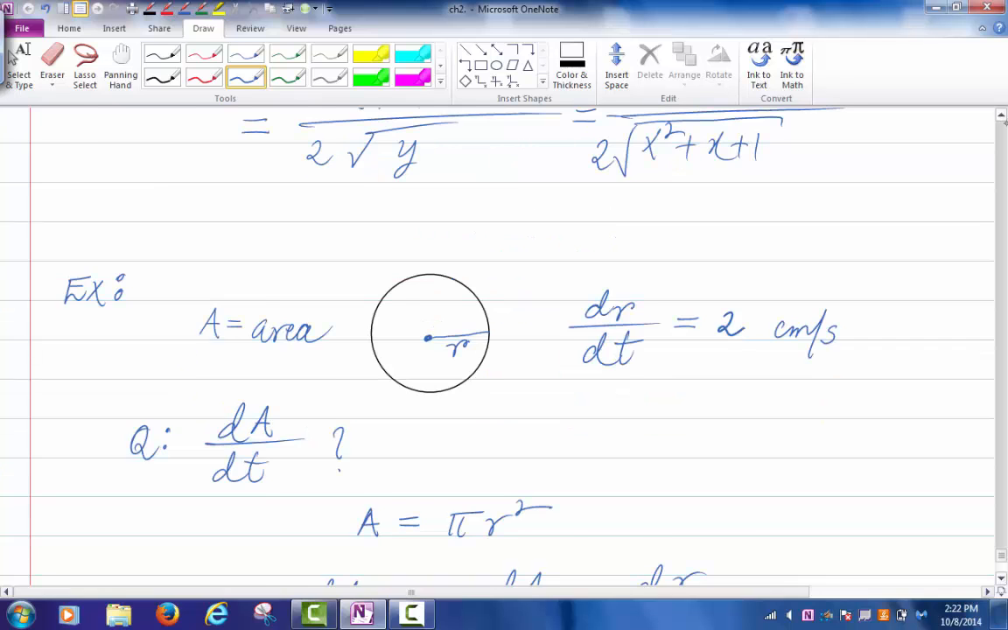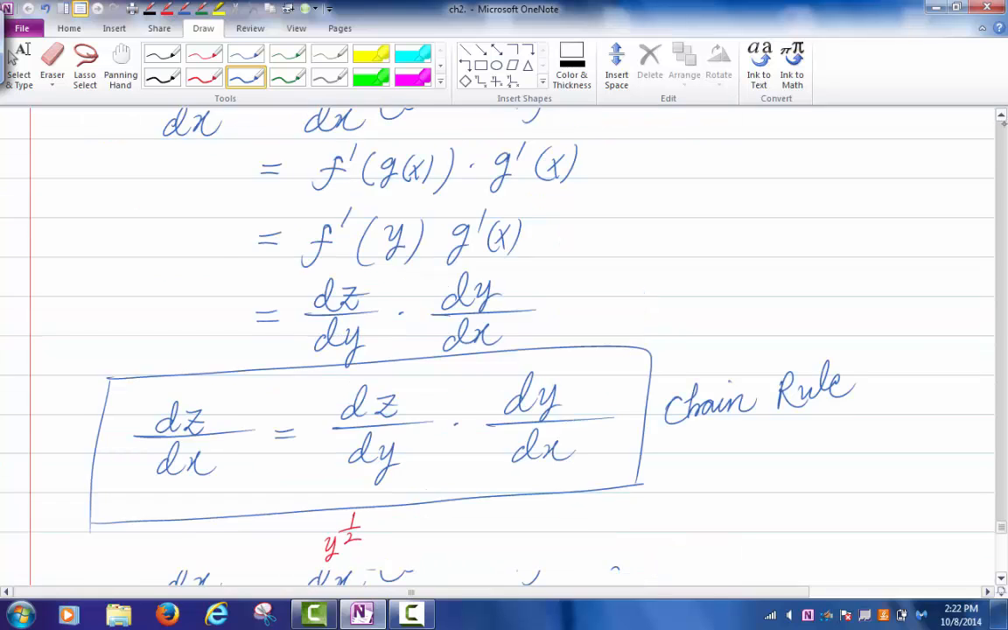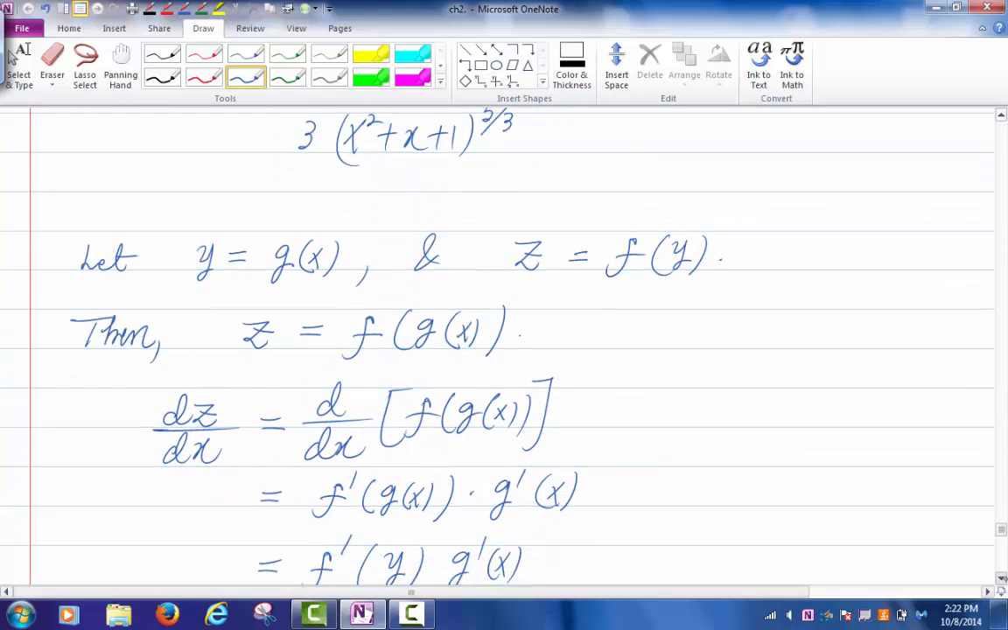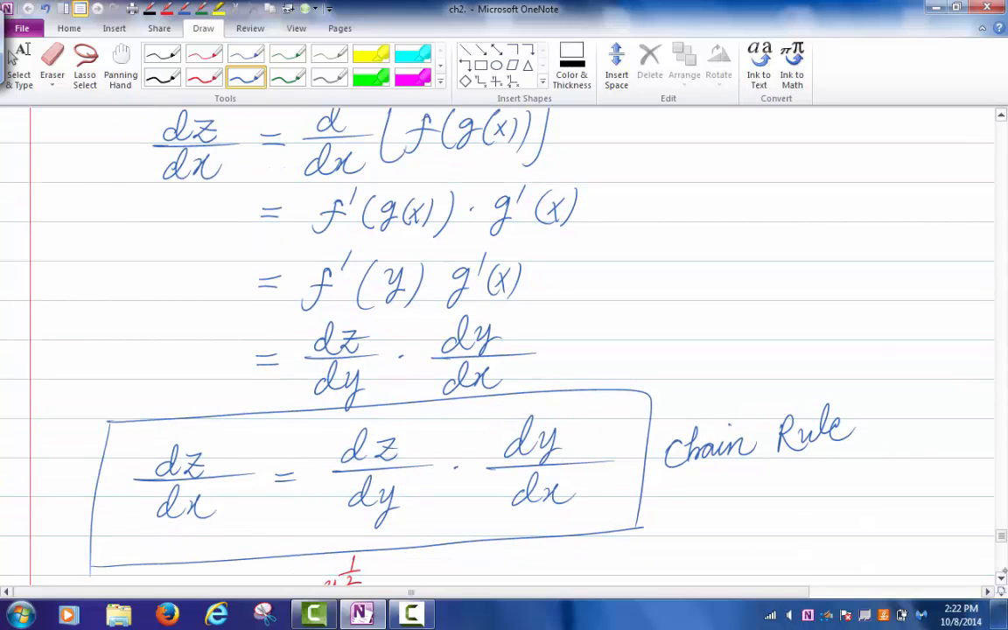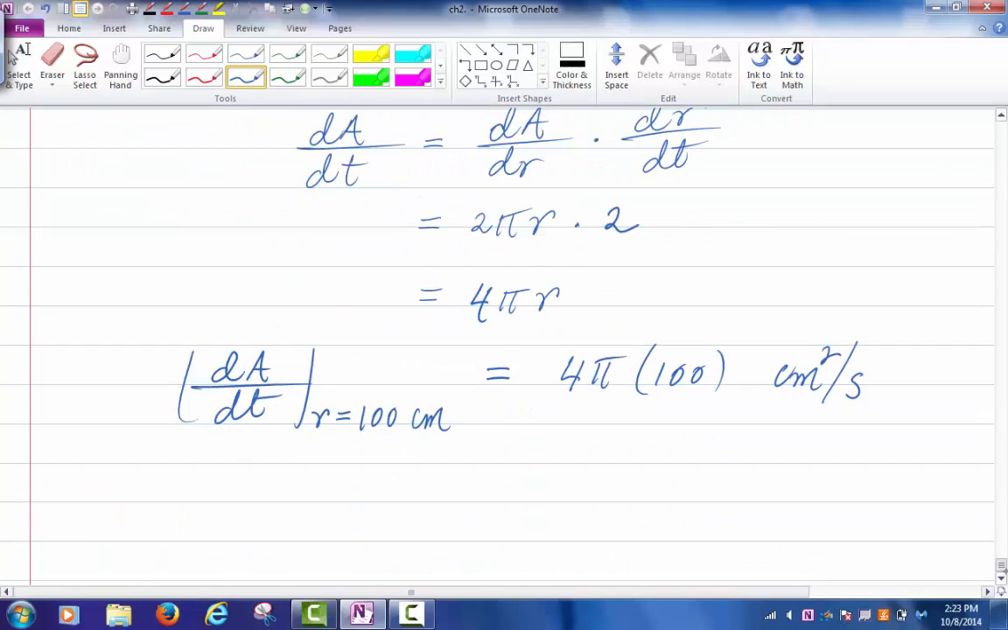I have to warn you of something here. The chain rule says that dz/dx is dz/dy times dy/dx. Notice that it seems like I am cancelling dy, right? But of course, you cannot cancel dy's because this is not a fraction. This is a symbol. They represent derivatives. Even though it seems like you are cancelling out dy's, it's not a cancellation like that. But it is helpful to remember it this way.